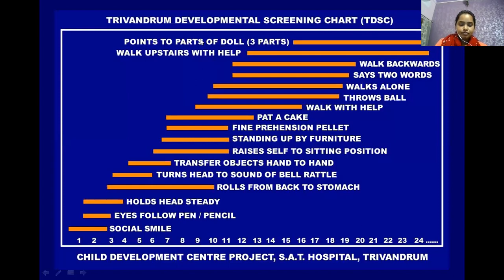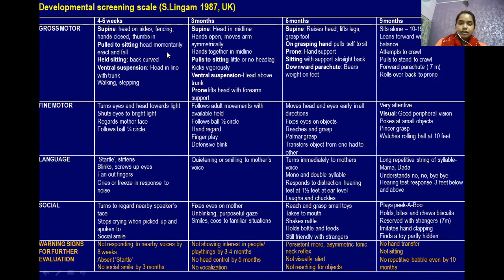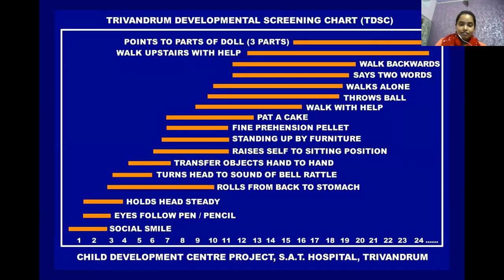Here is the Trivandrum Developmental Screening Chart, TDSC, which I previously mentioned. The TDSC has items such as walking upstairs with help, walking backward, saying 2 words, walking alone, throwing a ball, walking with help, and many words. It runs from 1 month to 24 months. It is for 2 years.